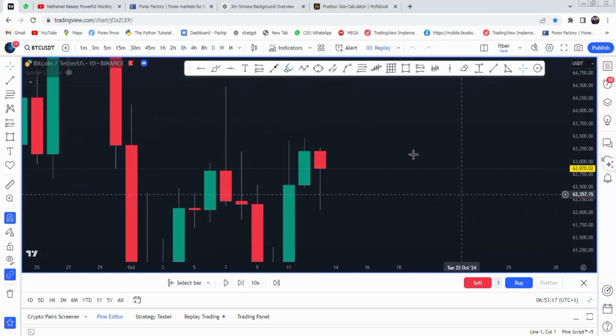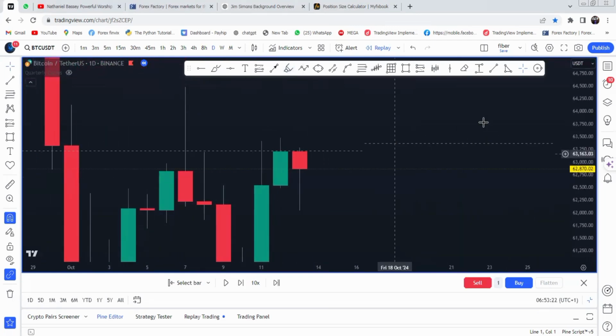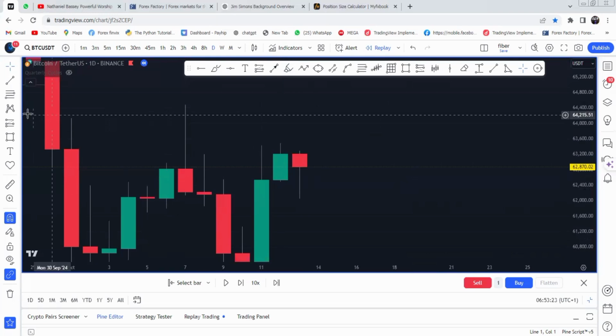Remember the market books from internal range liquidity to external range liquidity. I keep emphasizing that. The market grabs internal range liquidity, which can be in the form of a fair value gap, order block, and then it goes back for external range liquidity. So just looking at this particular area here, we have this candle now, right?